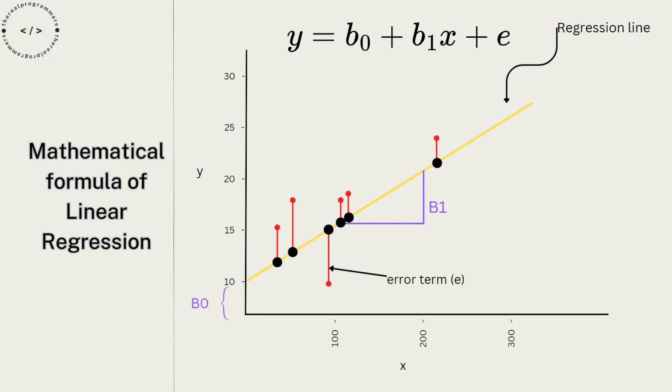The figure illustrates the linear regression model where the best fit regression line is in yellow. The intercept b0 and the slope b1 are shown in blue. The error terms e are represented by vertical red lines.